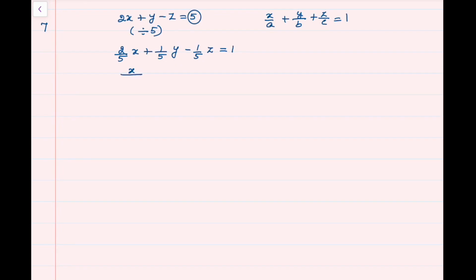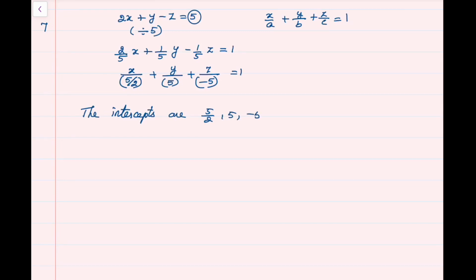Let us write this equation in the intercept form. X divided by 5 by 2 plus y divided by 5 plus z divided by minus 5 is equal to 1. Therefore, the intercepts are 5 by 2, 5, minus 5 on x, y, z axes respectively.